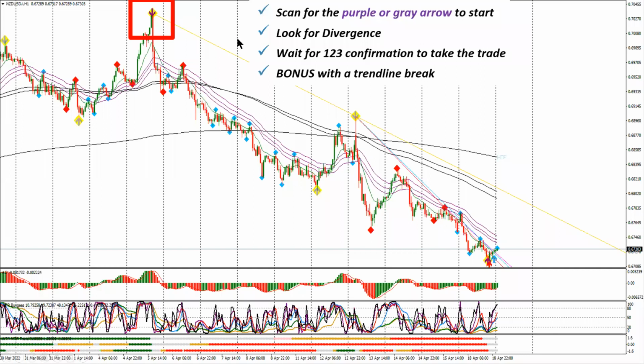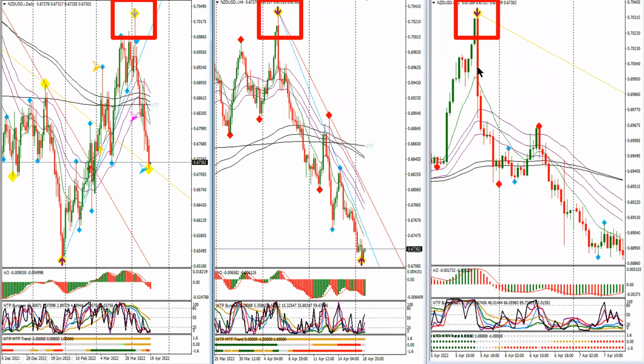So it's important to use the scanner regularly so that you don't miss trades. And we can scan for the purple or the gray arrows on the scanner. But then you can always look for divergence, wait for the 1, 2, 3 confirmation, and the bonus is the trend line break. So I think this is very, very exciting. And these are the 3 different time frames, so you can see them lined up. Okay.